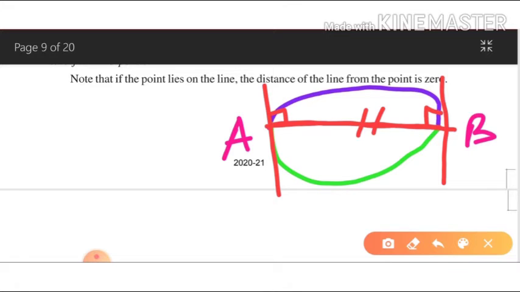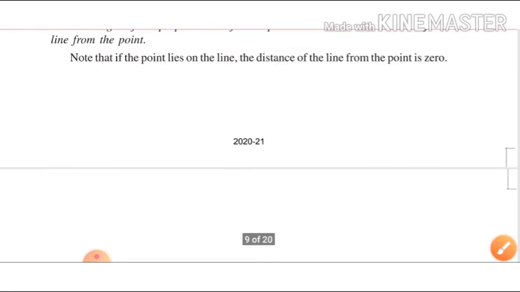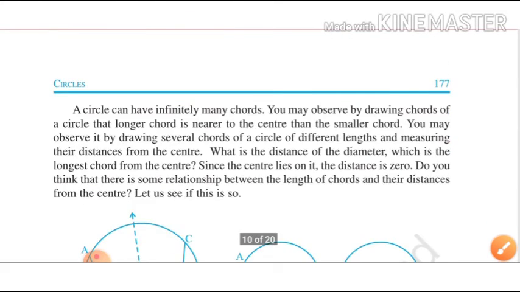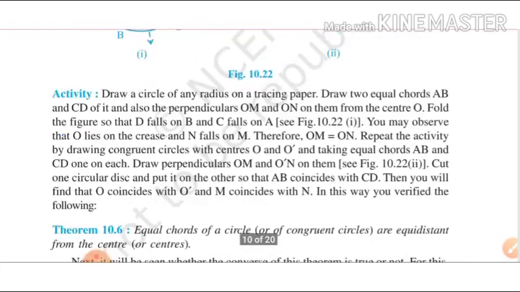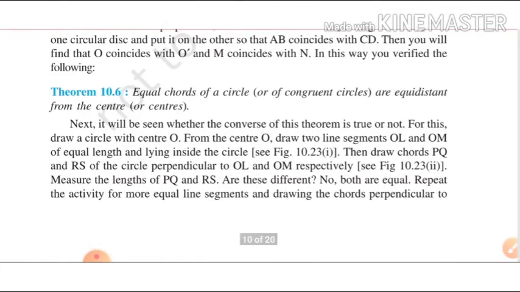Or when you talk about distance, this perpendicular distance is always taken as the shortest distance, or the distance of any two points. Now we'll go through the theorems given here.